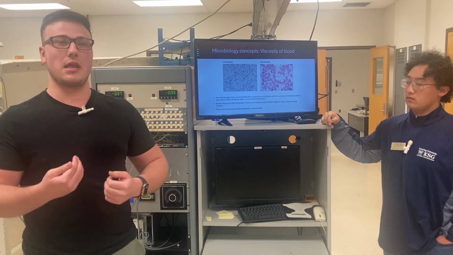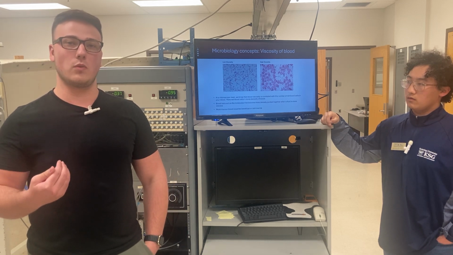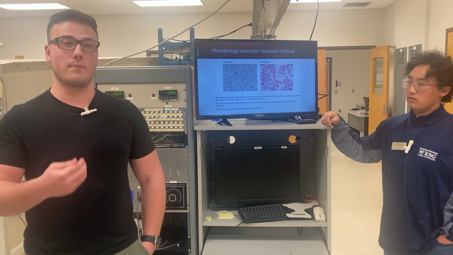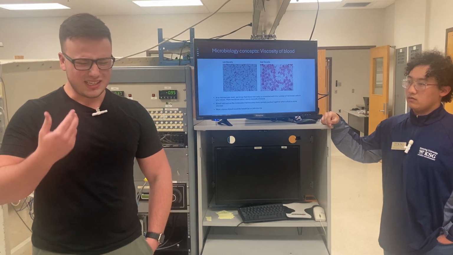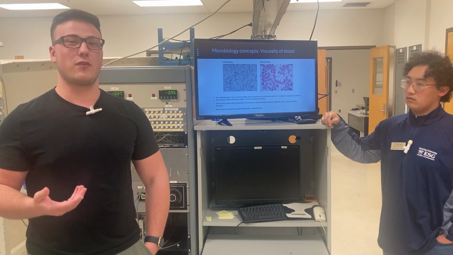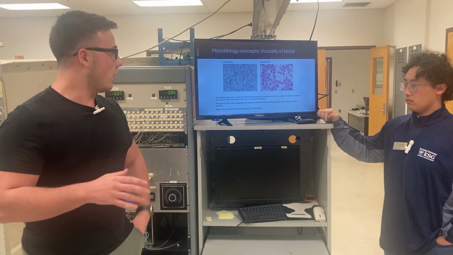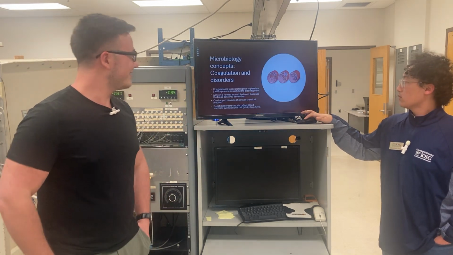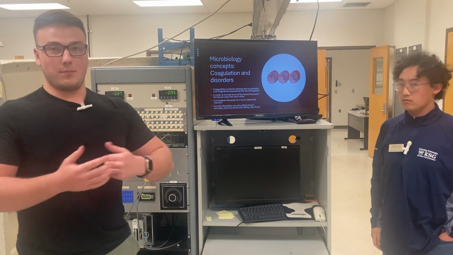But where it becomes an issue is older people with high red blood cell counts, because they will usually suffer from heart conditions and other organ conditions, which we'll get into later. But yeah, that's it.